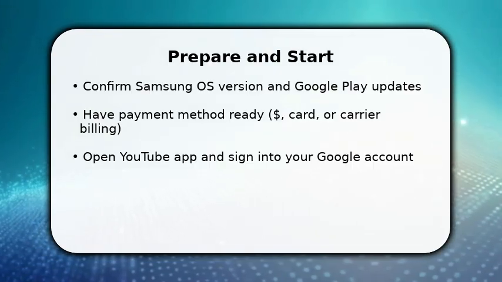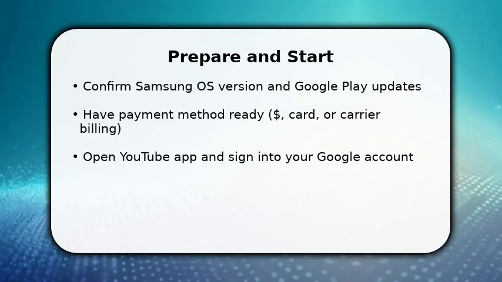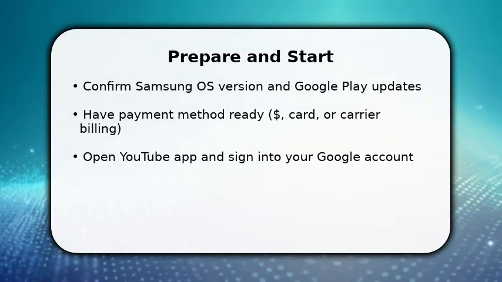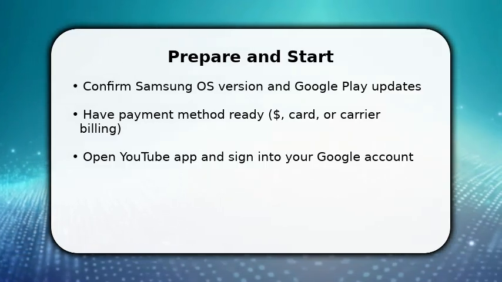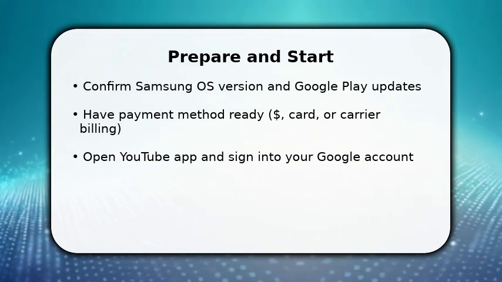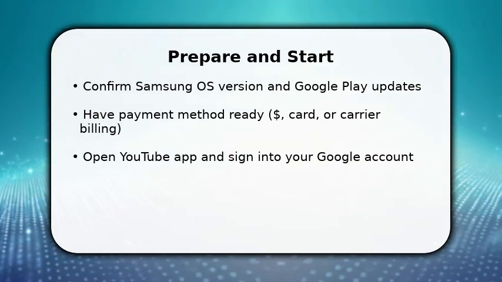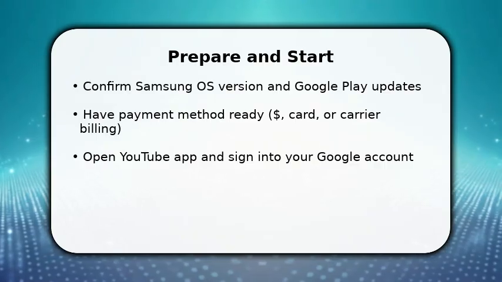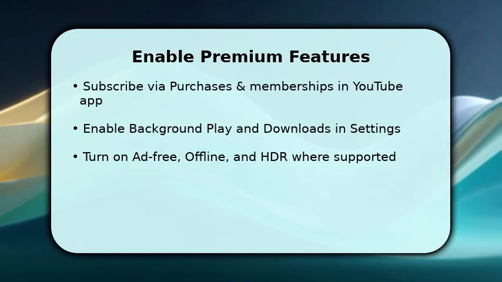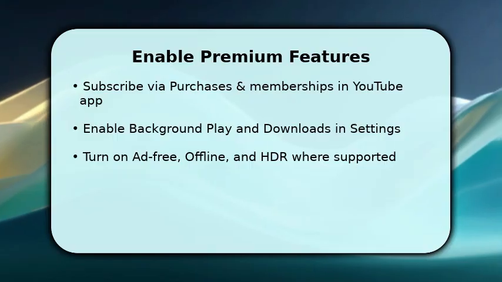Open the YouTube app and tap your avatar to access purchases and memberships. This starts the subscription flow, so premium features can be enabled on your device immediately. You now subscribe and activate features. Tap purchases and memberships, choose YouTube Premium, then follow on-screen billing prompts.